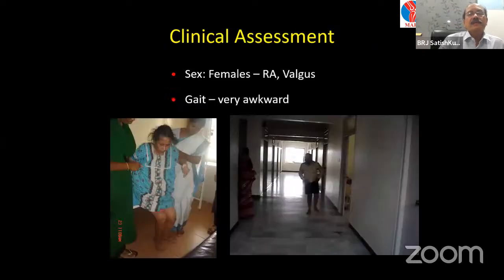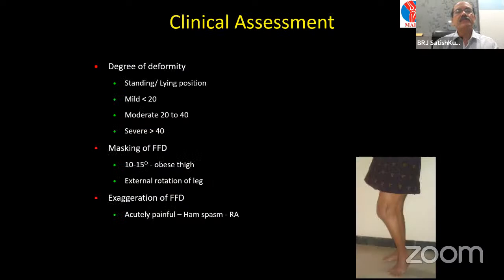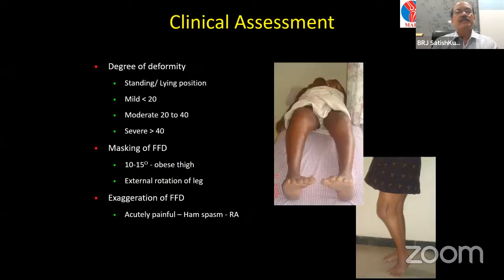So for clinical assessment, we have to check the gait. This is very awkward because when the knee is flexed, for balancing, the patient has to flex the hip, and sometimes the spine also has to be flexed. So the overall patient height seems to be very less with flexion deformity. And most of the patients, if they do not use a walker, their gait will be very, very awkward. So we have to see the degree of deformity in standing and lying.